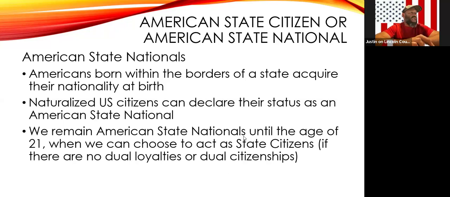Naturalized U.S. citizens can declare their status as an American state national. We remain American state nationals until the age of 21, when we can choose to act as state citizens, if there are no dual loyalties or dual citizenships. Everybody knows what that is? Dual loyalties or dual citizenships.